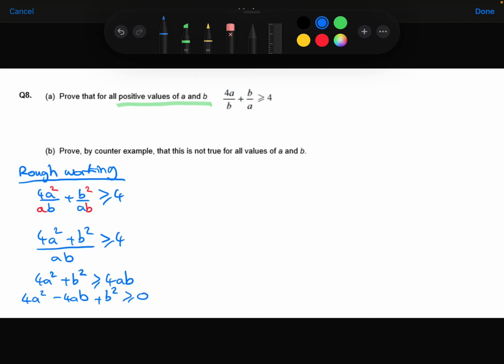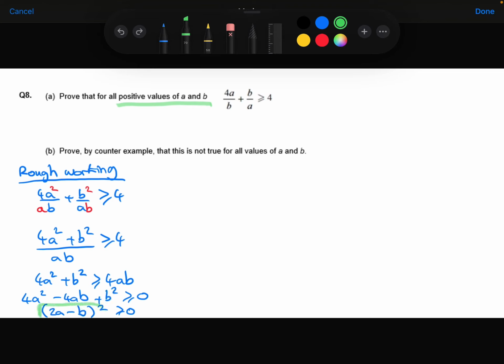And now I notice that on the left I can factorise this. It's going to be 2A minus B all squared, because I know that 2A squared is the 4A squared. The 2A times the minus B is minus 2AB, and we double that to get this. And I know that the minus B squared is the B squared there.